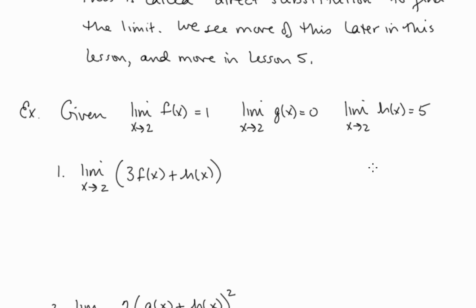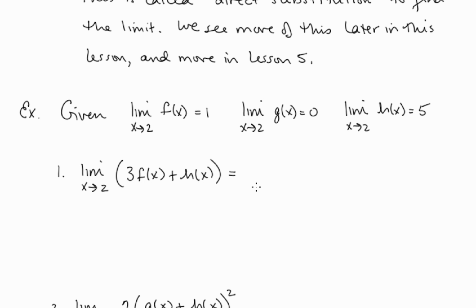So let's take a look at this example. We're given the limit as x goes to 2 of f of x is equal to 1, the limit as x goes to 2 of g of x is equal to 0, and the limit as x goes to 2 of h of x is equal to 5. So let's find the limit as x goes to 2 of 3f of x plus h of x.